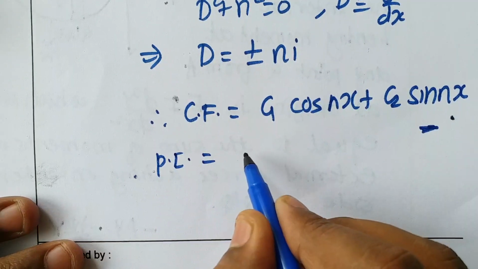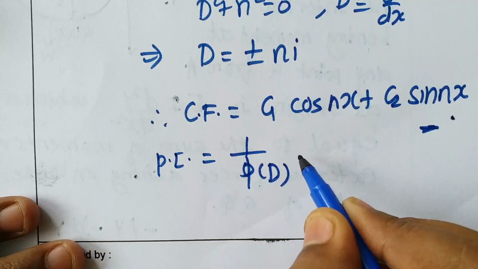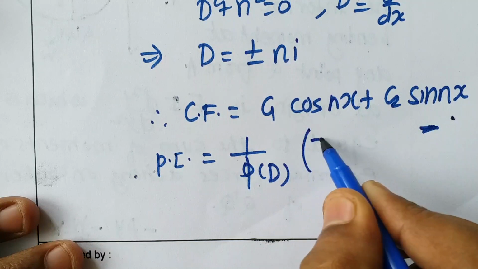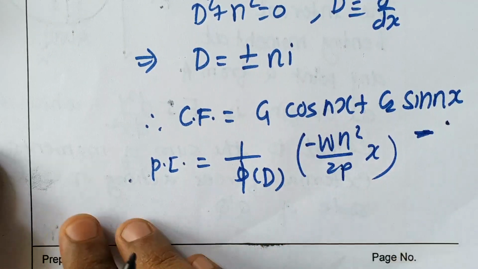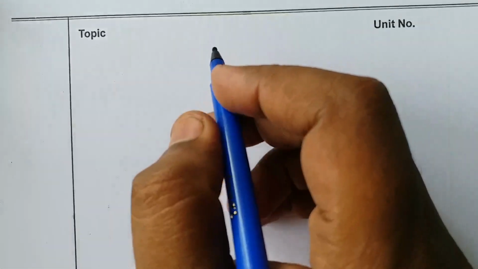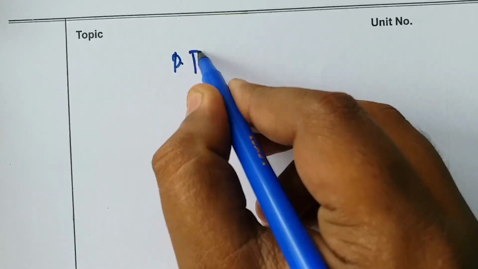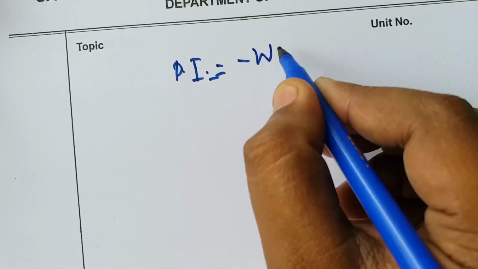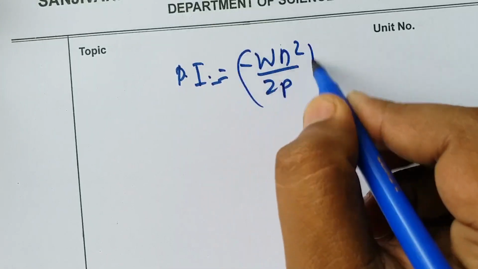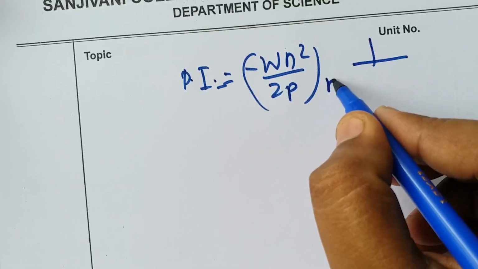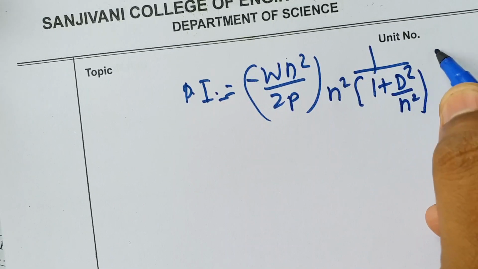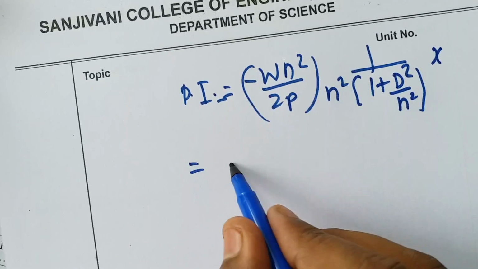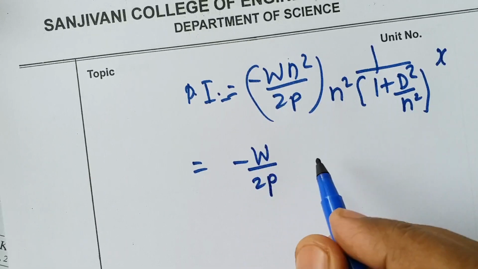Now the particular integral is 1 upon phi of D times f of x, where the right hand side is minus W n square by 2P into x. Again x is a polynomial function here, so we use the similar technique for the polynomial case. Therefore the particular integral: the constant term I will write in the beginning, minus W n square by 2P is a constant. Then I take n square common from phi of D, so I get 1 plus D square by n square here, and x is the polynomial function. Now n square will get cancelled.